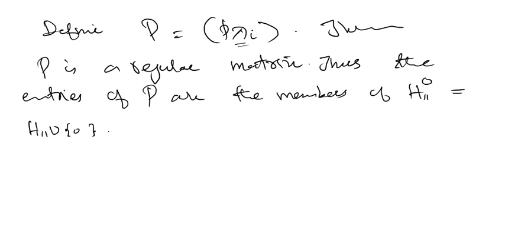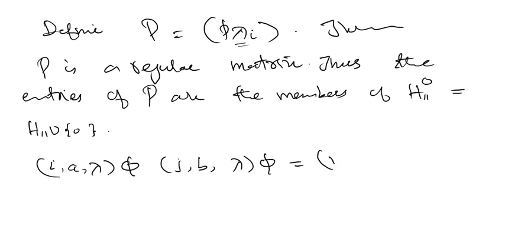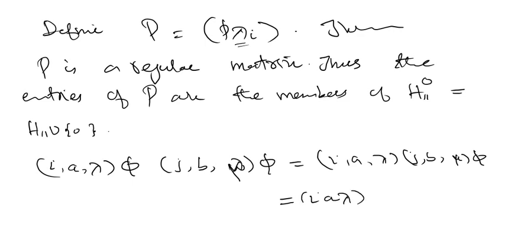Now, with the help of this product, what is the product actually? You have seen that you have (i, a, lambda) phi and (j, b, mu) phi. This should be equal to (i, a, lambda) times (j, b, mu), which you have seen is equal to (i, a p_lambda j, mu) and then p_lambda j b mu. So this should be like this.